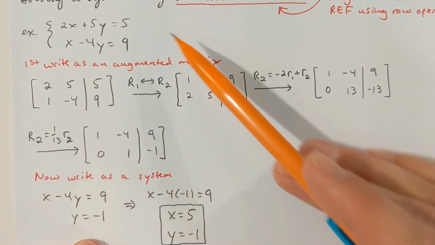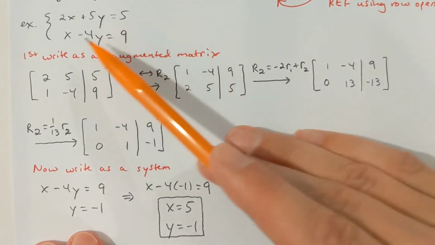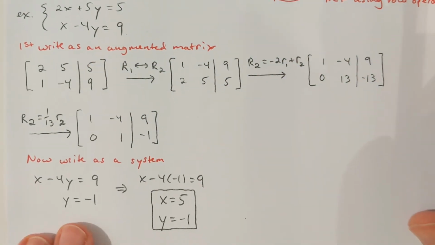Of course, I could check that. 10 minus 5 is 5, that's true. And then 5 plus 4 would be 9, that's also true. Okay.